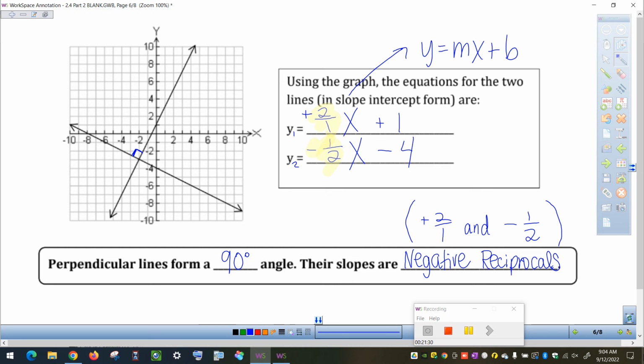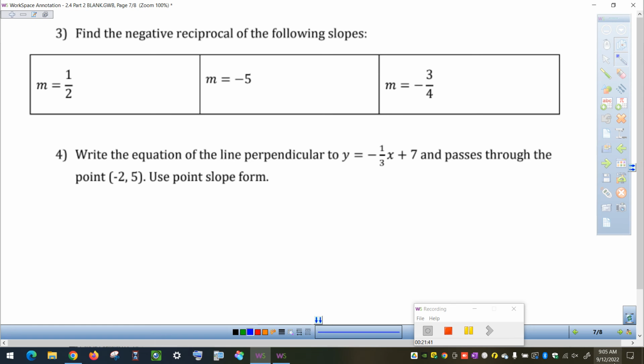So thinking about negative reciprocals, we're just going to do a little practice here just with the slope part. So I'm just going to have you answer question 3. You're going to find the negative reciprocal of the following slopes. So think about the slope that's been given to you. What would be the slope of a line that's perpendicular to that line?